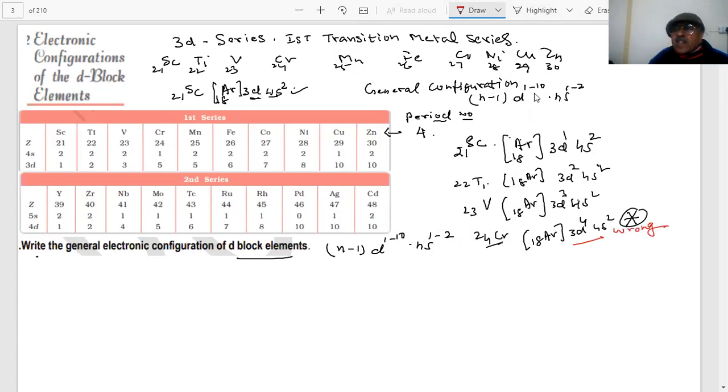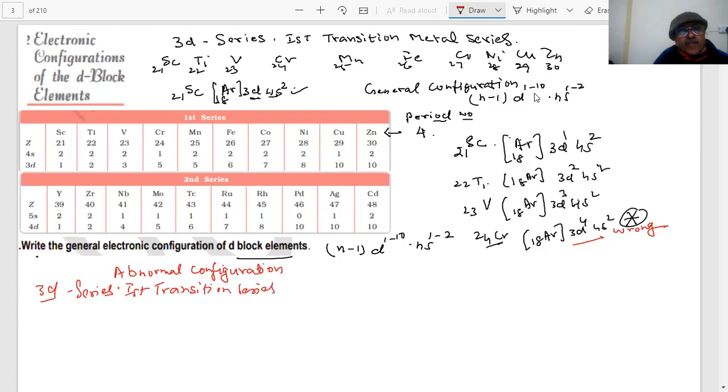What happens here? There are exceptions, students. This is an example of abnormal configuration. There are two elements in the 3d series, the first transition series. What is the atomic number of chromium? 24. And copper, 29. They have abnormal configuration, students. Why? What happens here? You already know.